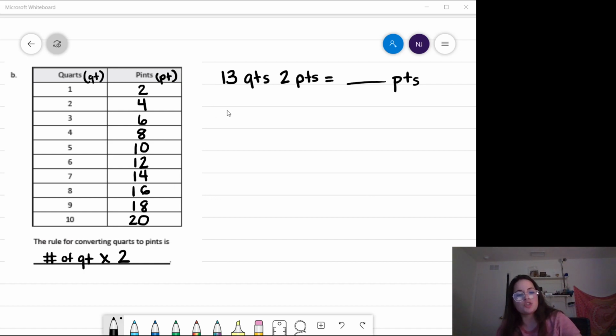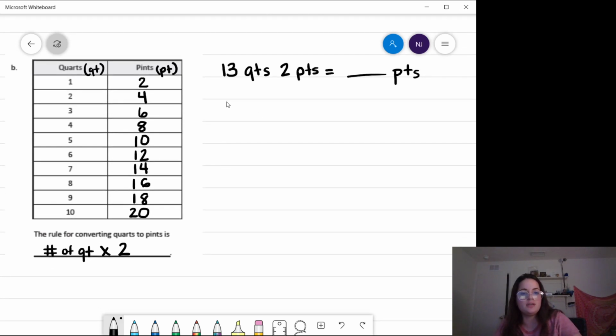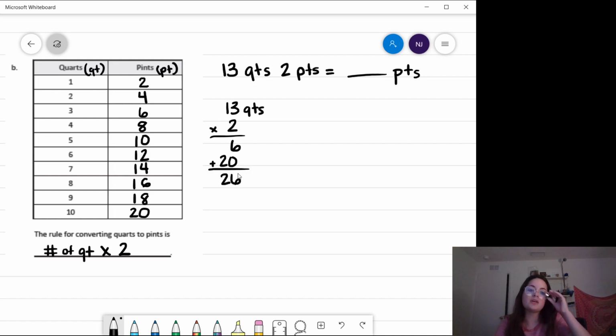All right, so similar strategies, we could just multiply right off the bat. We would be doing 13 quarts times 2, so 3 times 2 is 6. 2 times the 1 in the tens place is 20. Add that together, we get 26 pints. We would need to make sure to add it on to the 2 pints we already have to give you 28 total pints.